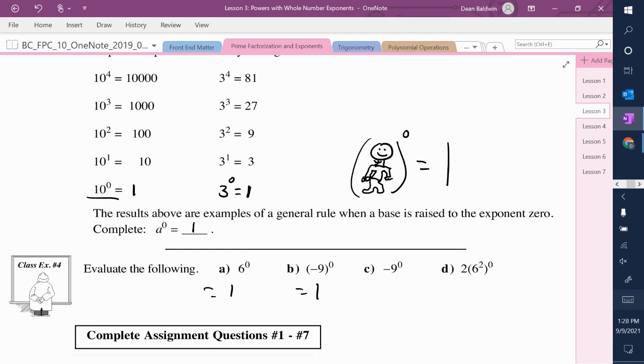No. Why is it -1? Because it doesn't have brackets. The 0 is only applied to the 9, so it means this. That's what it really means. The 0 is only applied to the 9. So 9 to the 0 is 1, and then this little negative hanging out in front just stays there. So this is -1. What's this answer?